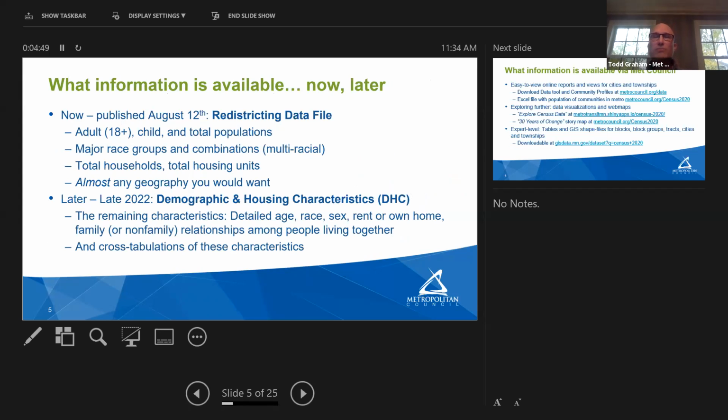This file has total housing units, total households, also the adult and total populations, with drill down into major race groups. But that's it. That's all they've released so far. Still to come, a year from now, are the remaining characteristics that would be detailed age, sex, renter or owner status, family or non-family relationships among people living together, and cross tabulations of all those characteristics.